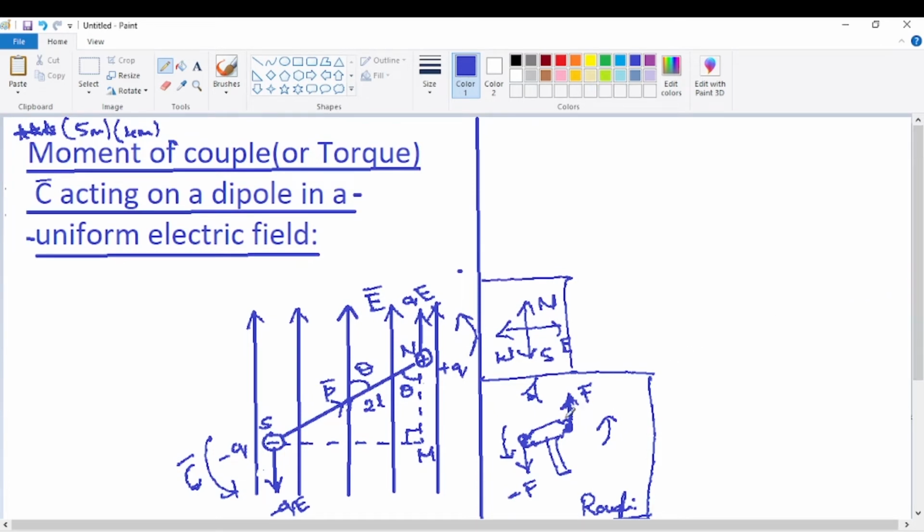So always they must be taken compulsorily. This is the eye, the position of the eye, which is seeing the particular situation from the top. This is the top view of the rotation of the dipole.